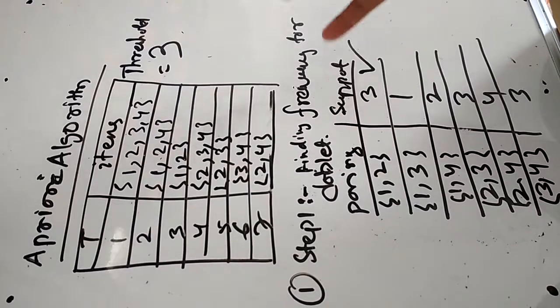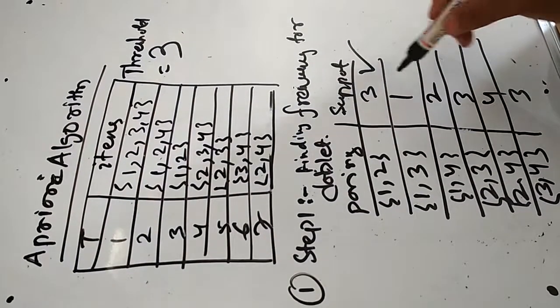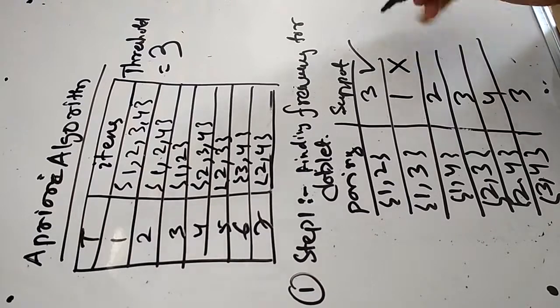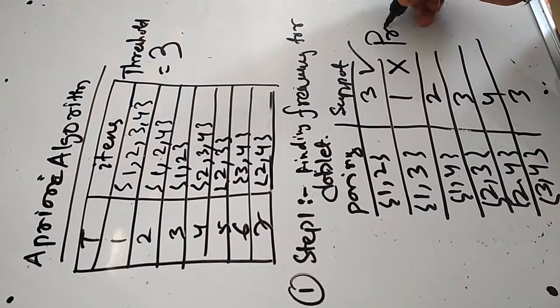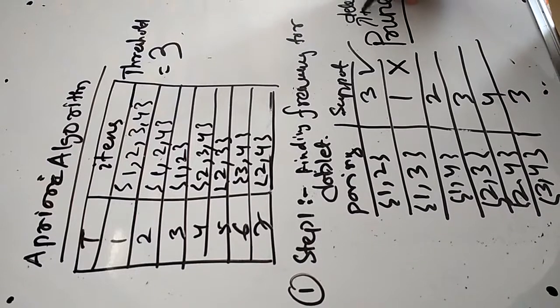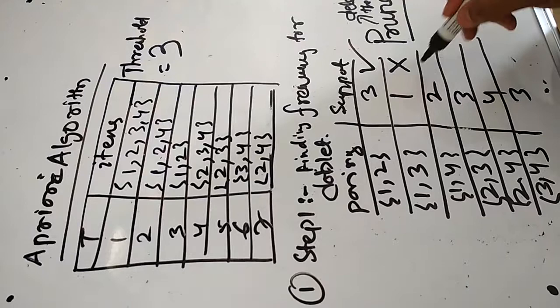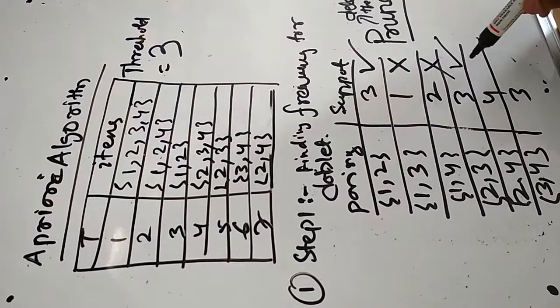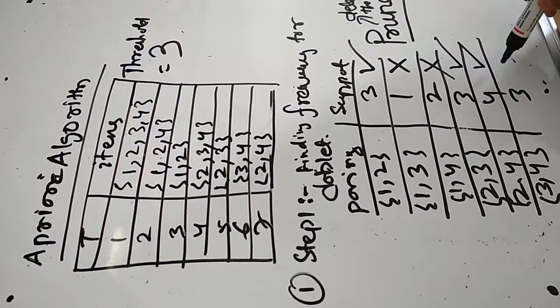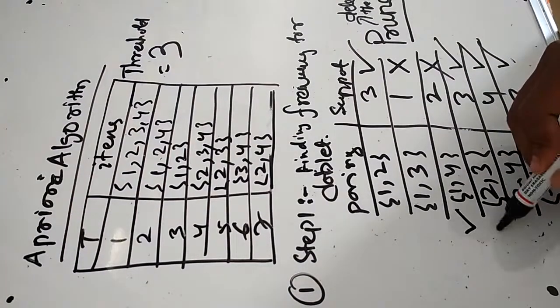So here you can see that 1 comma 2 means if a person is buying 1, he is buying 2 also. Here you can see that it is less than the threshold value, so you have to prune it. What is pruning? Pruning means deleting the items. So you have to do a pruning process here. Here it is pruned, here it qualifies, because it is greater than or equal to 3. We have pruned 1 comma 4 and 2 comma 3.